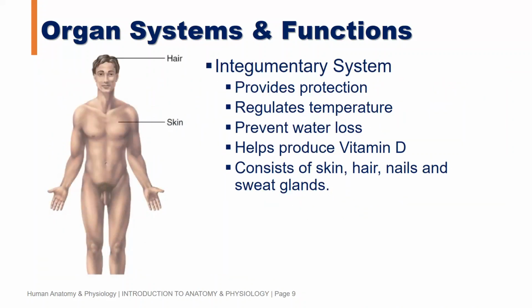In this subject, we will be focusing more on the organ systems. So I'll just give you an overview at this point, wherein first we have our integumentary system. It provides protection, regulates temperature, prevents water loss, helps produce vitamin D, and consists of your skin, hair, nails, and sweat glands. So you have your hair and your skin.